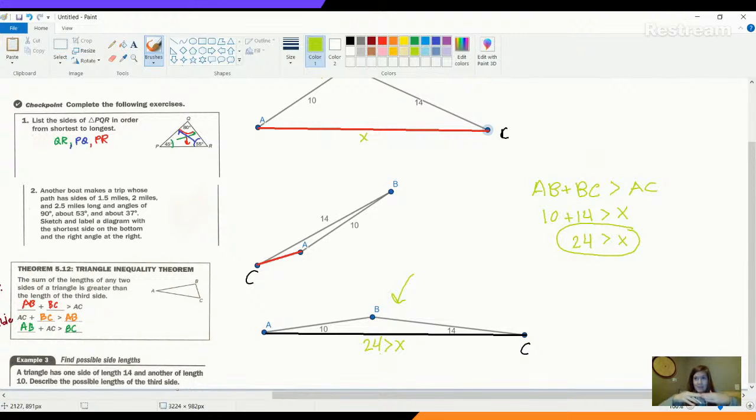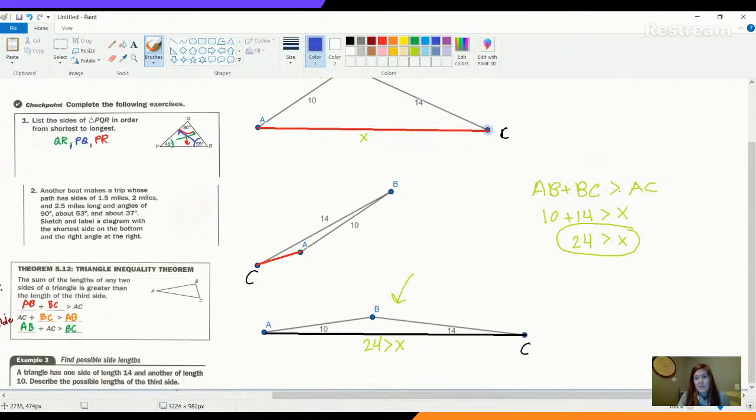If I get bigger than 24, then my lines get too big and it's not going to work. That's 10 plus 14 together, right? 10 plus 14 is a straight line, and that would be too big. So that side has to be a little bit smaller than 24 in order to make a triangle, right? Okay, but I'm not quite done yet. I have to check the other sides.